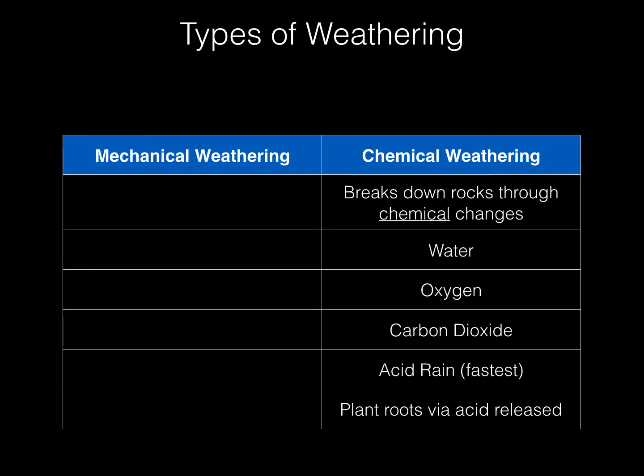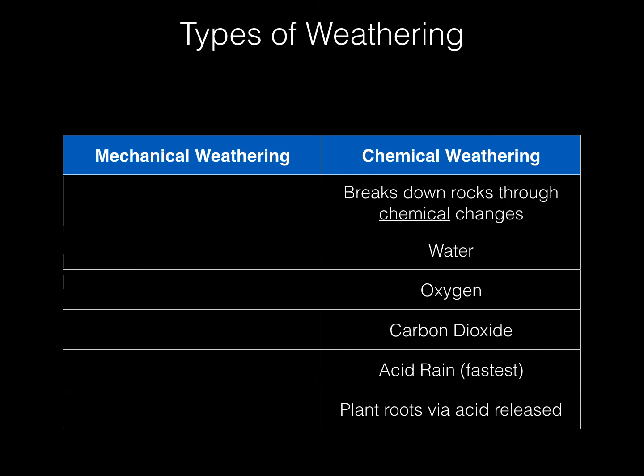Now with chemical weathering, the definition for that is breaking down rocks through chemical changes. That's why it's called chemical weathering. There's different ones that can do this. Water, oxygen, carbon dioxide, acid rain, which is the fastest chemical weathering process, and plant roots via acid release. So if you look at both sides, you have plant roots on both sides. The plant roots on the left side is if a plant is starting to grow through a rock. Plant roots on the right side is if the acid from their roots is being released, which makes it chemical.